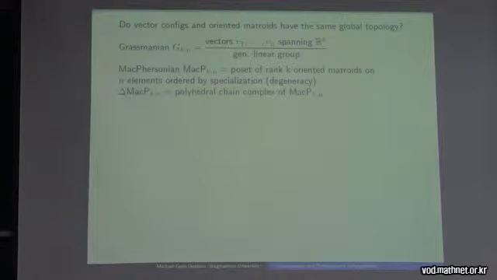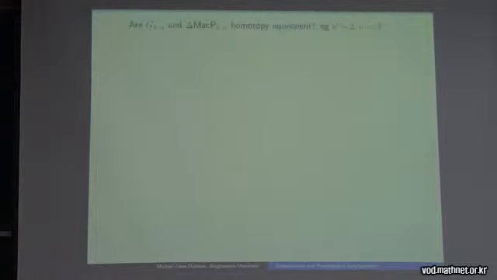So we take the polyhedral chain complex. We look at chains in the poset. And for each chain, we have some simplex, and we get a simplicial complex. And this now gives us some topological space. And then in what sense do they have the same global topology? Well, to ask a more precise question, we can ask, are the Grassmannian and the chain complex of the Macphersonian homotopy equivalent? For this, I'll give an example when k is 2 and n is 3.